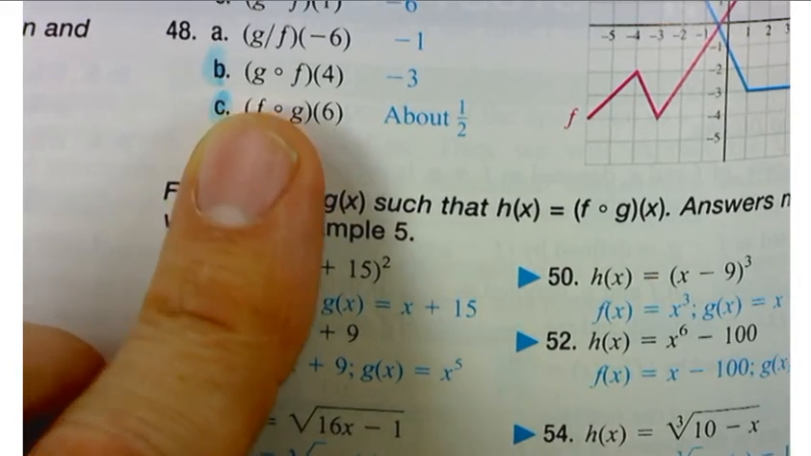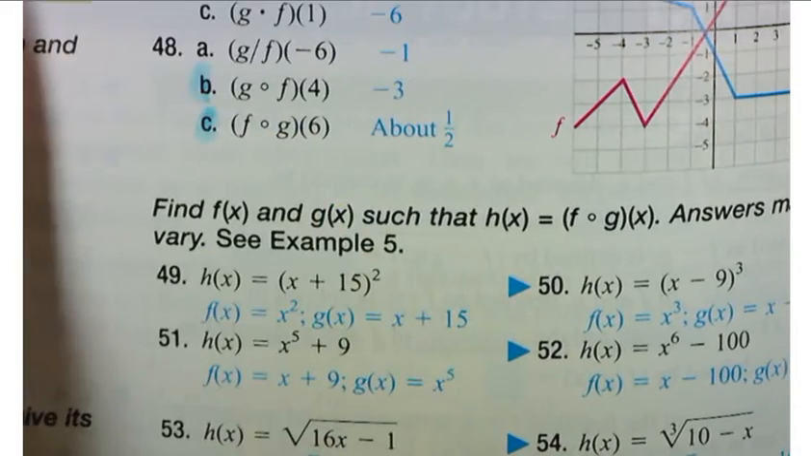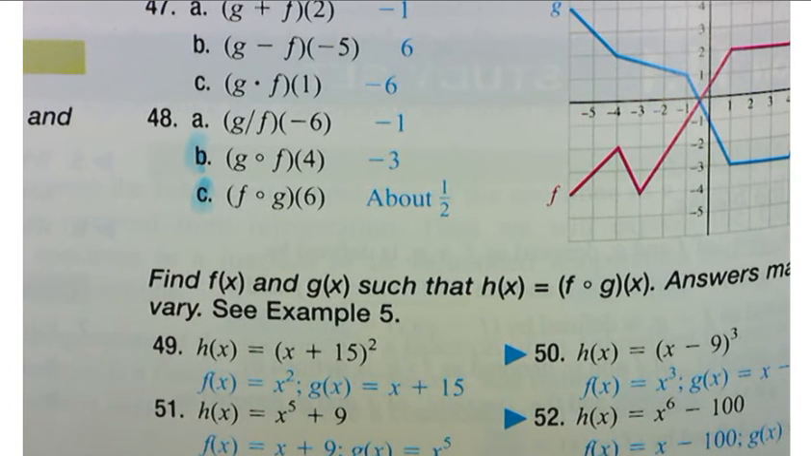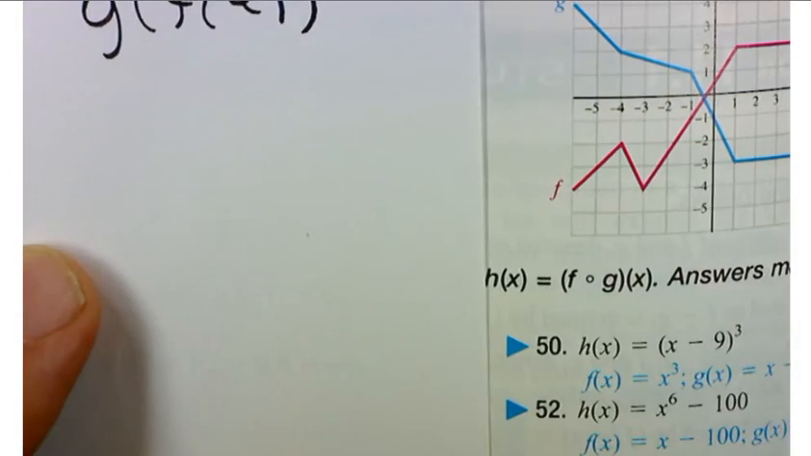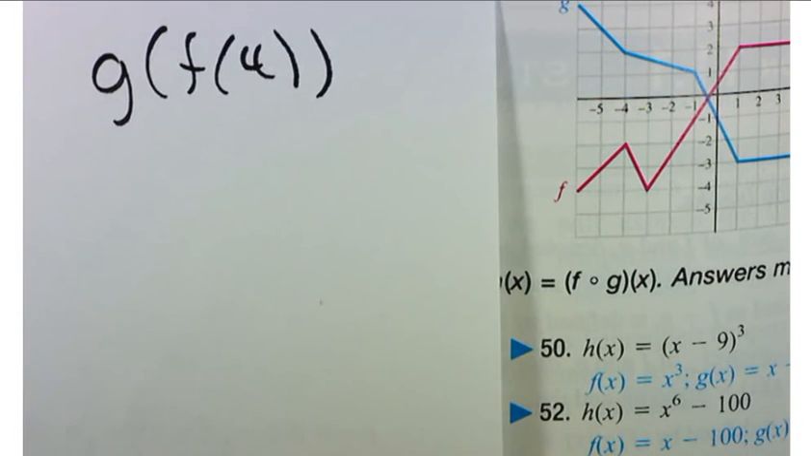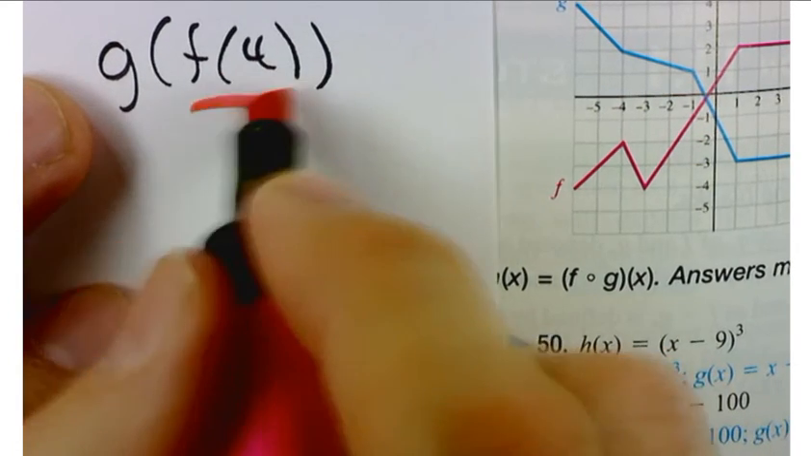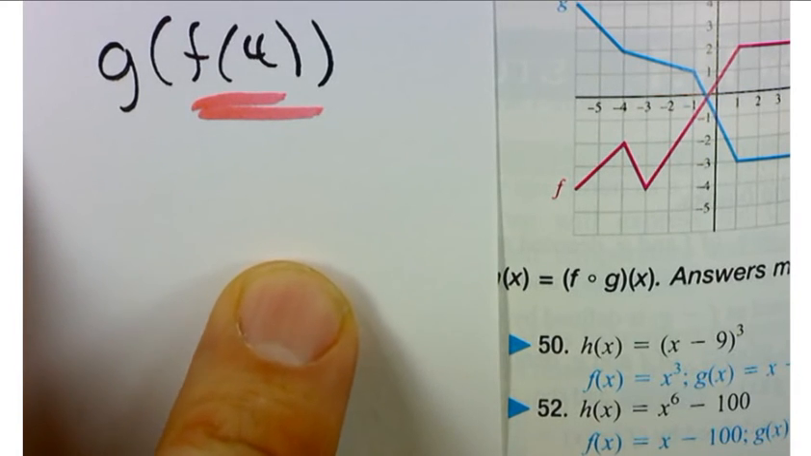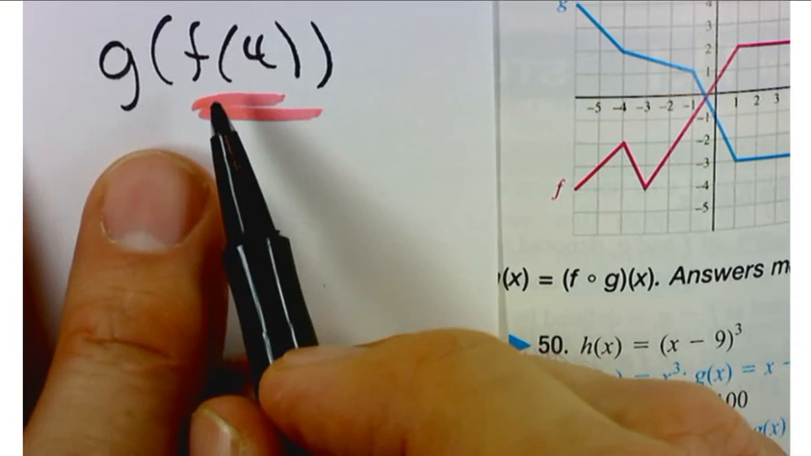All right, so let's do part B here. And I like this one. So the first thing we have to do is unravel this notation. We've got g of f of 4. So let me rewrite it down here. G of f of 4. And as kind of usual, we're going to start out with the inside part, right? F of 4.